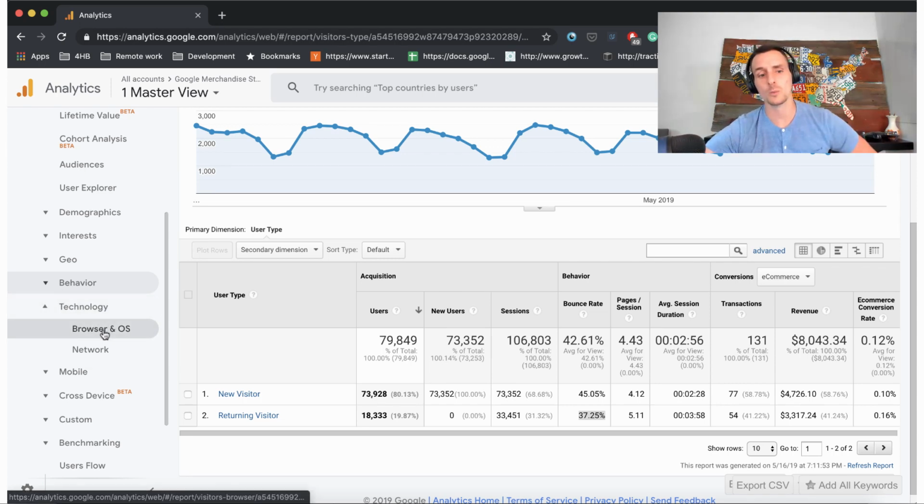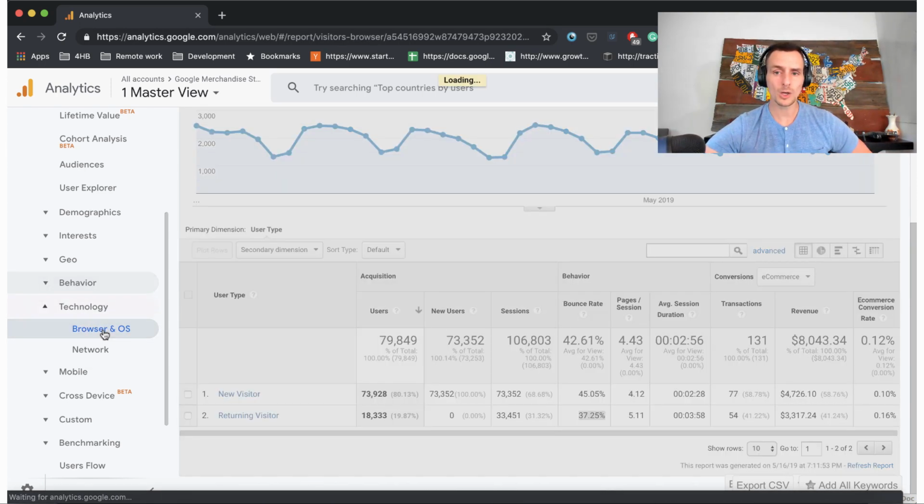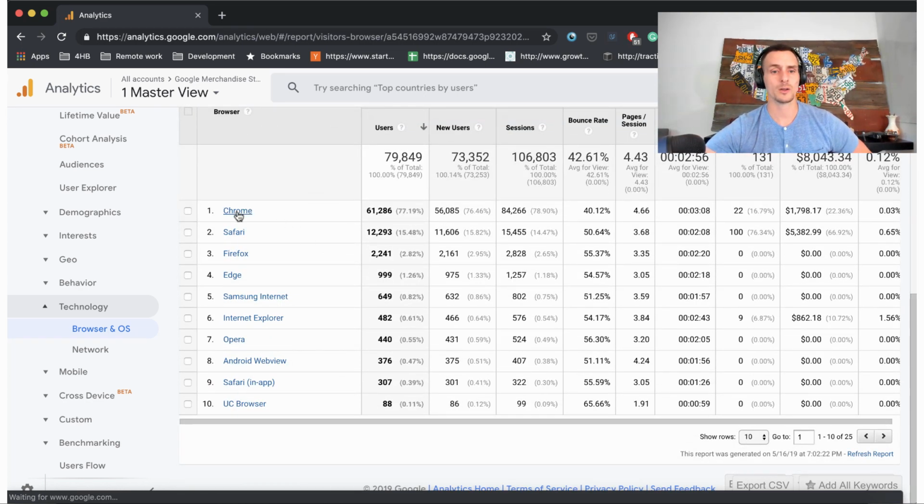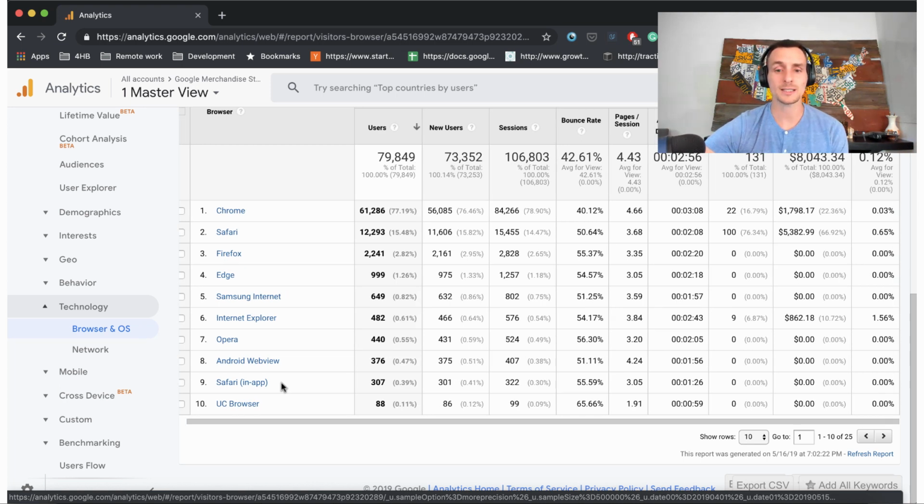Technology, so you can actually see what browsers users are coming from. And here, Chrome is a very popular browser, obviously. I use Chrome, it's great, but you might find that, through testing and development purposes, I've never even heard of Edge or UC browser. And so some of these pieces of data will inform how to improve your developer experience if you're doing software development.